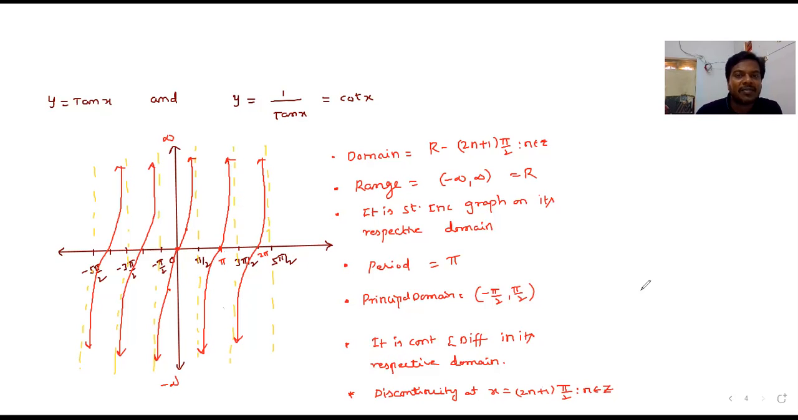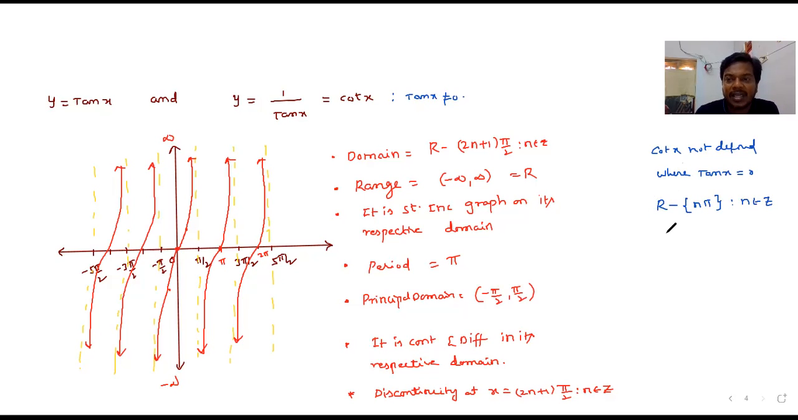Next, to draw the graph of cot x, the reciprocal of tan x, right? When tan x is 0, cot x becomes infinite. Therefore, cot x is not defined where tan x equals 0. Why? Because to define cot x, the condition is that tan x should be a non-zero quantity. Therefore, it is defined only on R minus n pi, where n belongs to Z. Cot x is defined on R minus n pi. This is known as the domain of cot x.